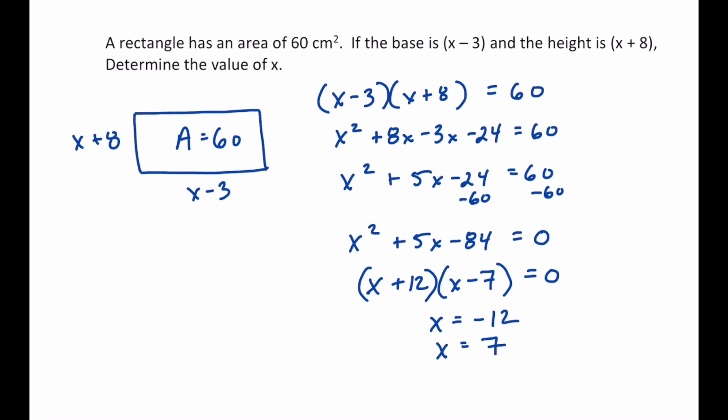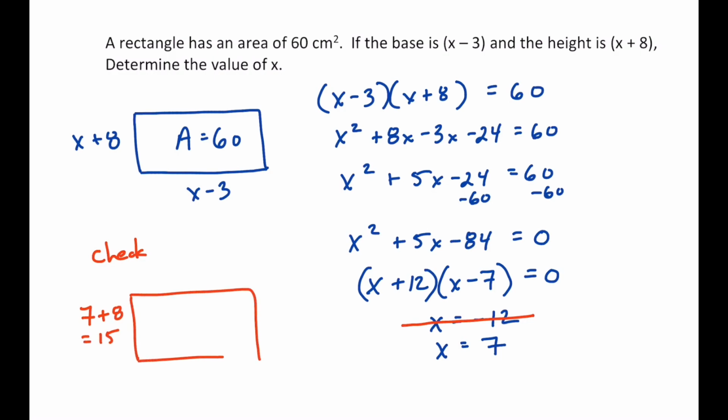Yes, theoretically, if you made x equal to negative 12, the area of this rectangle would be 60. But negative dimensions don't make a whole lot of sense to me, so I'm going to cross out that solution and say that x is equal to 7. And we can check our work. 7 plus 8 is 15. 7 minus 3 is equal to 4. And sure enough, 4 times 15 does give us an area of 60.